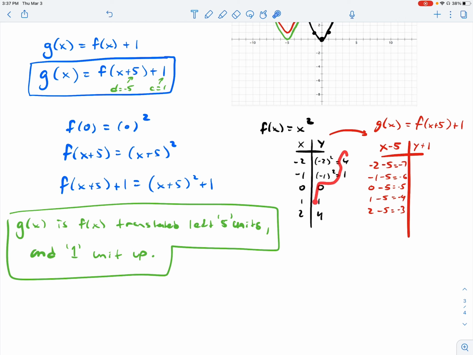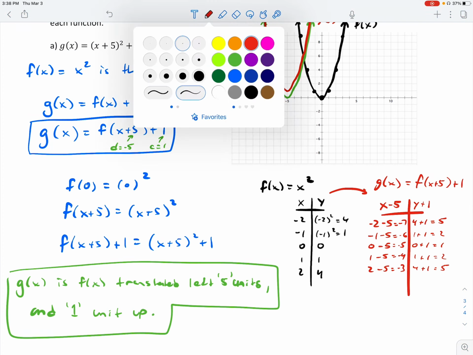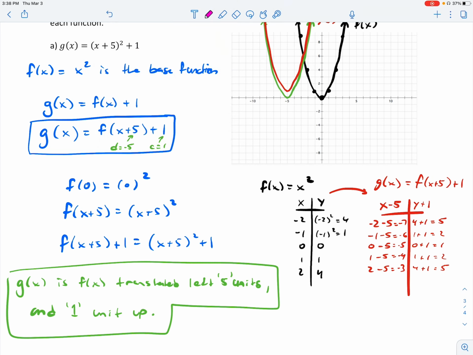Now I'm going to take these y values and plug those in for y, and I'll do my calculations for that. So 4 plus 1, that's 5. And then we have 1 plus 1, that's 2. 0 plus 1, 1. 1 plus 1, 2. 4 plus 1, 5. So I now have these new ordered pairs. So the point negative 2, 4 becomes negative 7, 5. Okay, negative 7, 5, we'll do this in pink, that's right here.